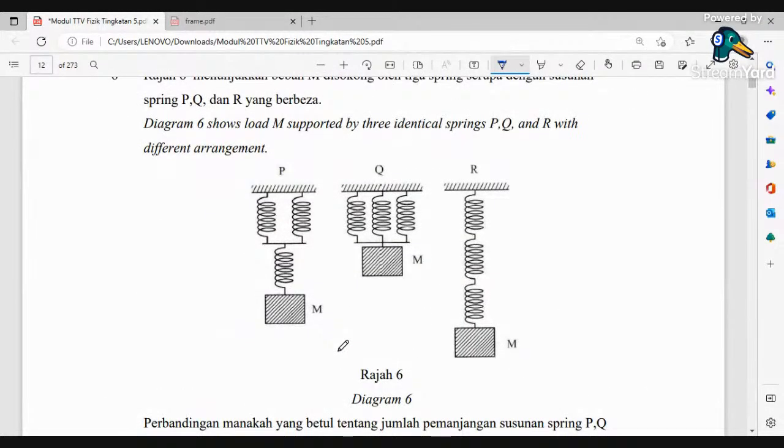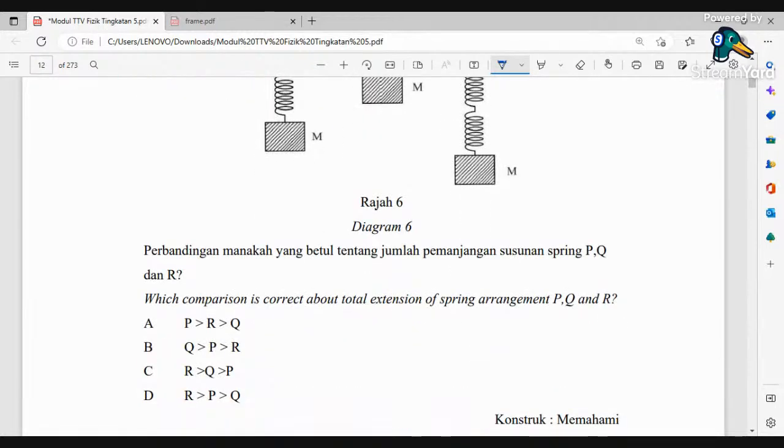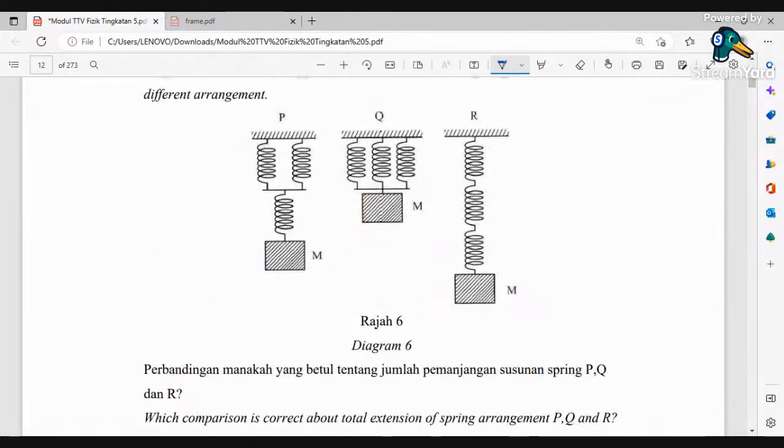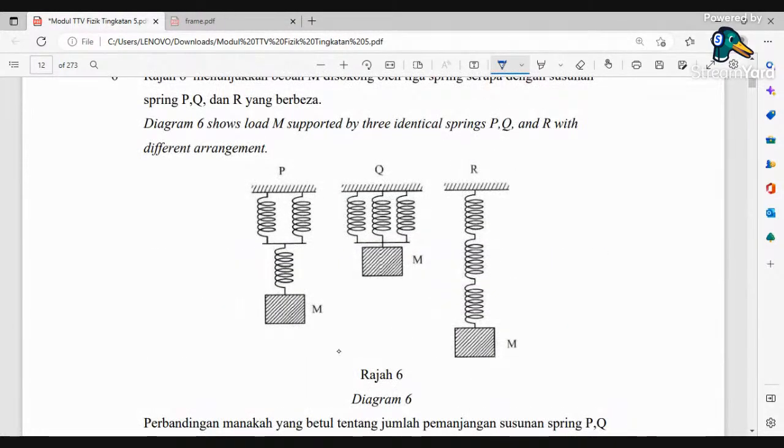Okay, number 6. Load M is supported by 3 identical springs P, Q, R, in different arrangements, a combination of series and parallel. Which comparison is correct about the total extension of P, Q, R? Okay, let's compare with one spring. If you have one spring, extension, let's say I put as x1.